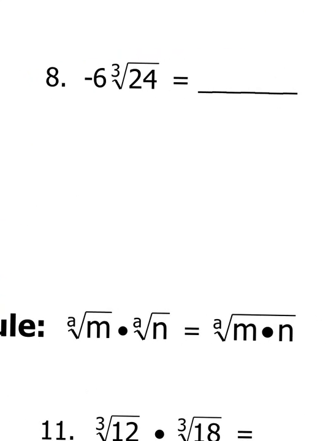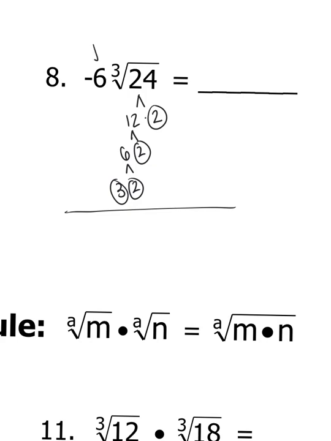For number 8, breaking down 24, I see that as 12 times 2, although you could do many different options as well. 12 can be broken down into 6 times 2, and 6 can be broken down into 3 times 2. Now if I rewrite to stay organized, I started with a -6 out front. I'm taking a cube root. I've got 3 2's and a 3.